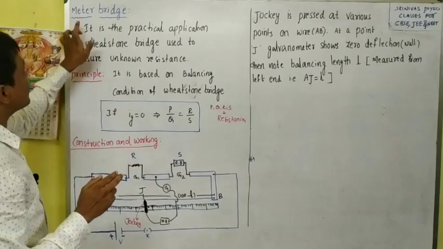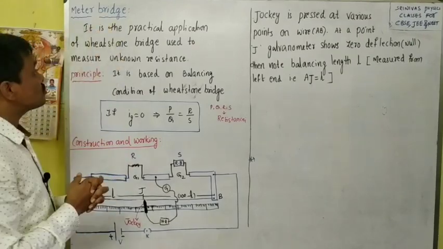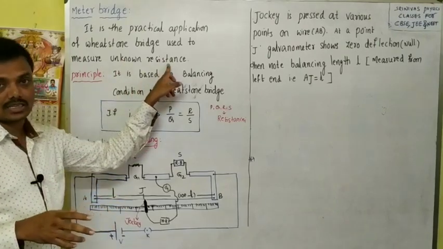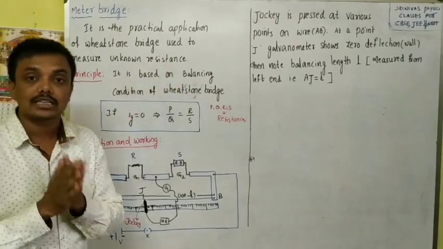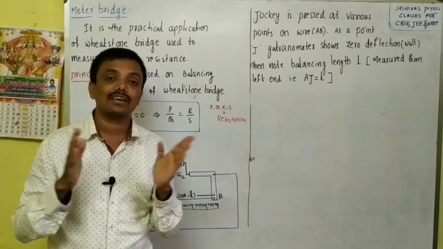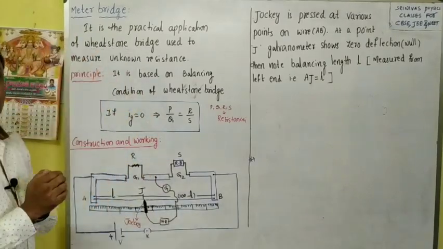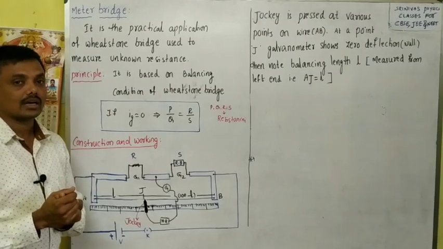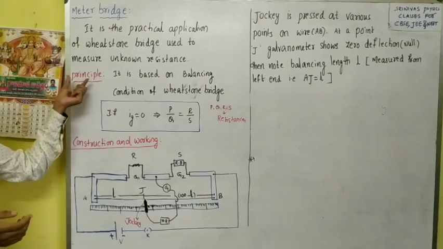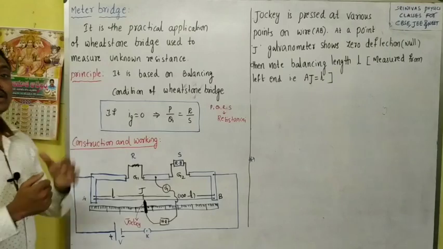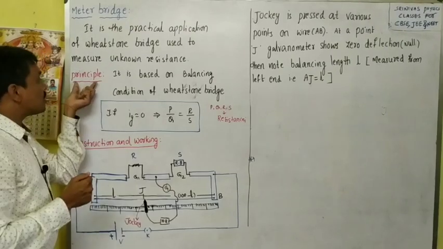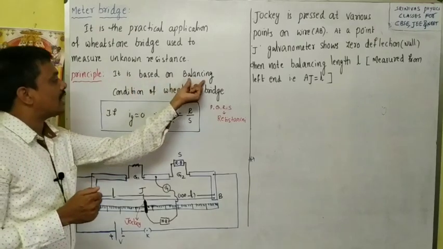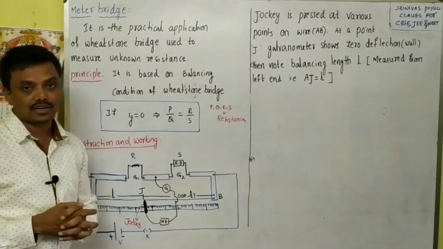The meter bridge is an instrument that is used to determine an unknown resistance. If you have one wire whose resistance you want to find out, we can measure it by using the meter bridge. We can also measure the specific resistance of a wire. Let us see on what principle the meter bridge works. The working principle of the meter bridge is based on the balancing condition of Wheatstone bridge.